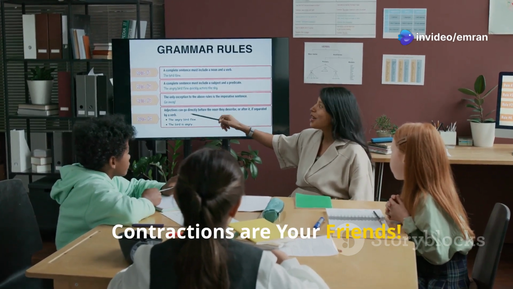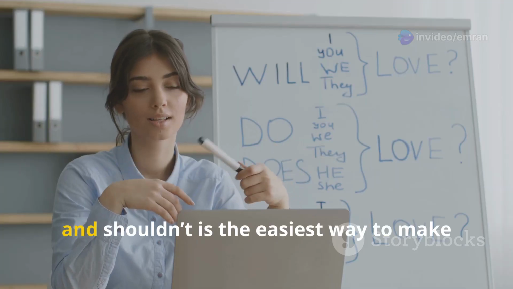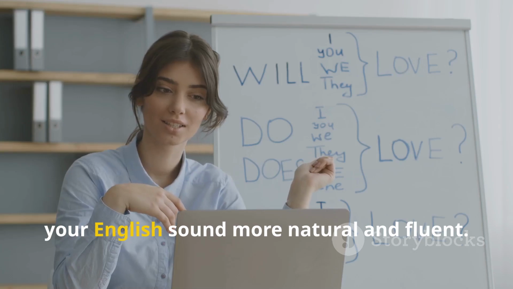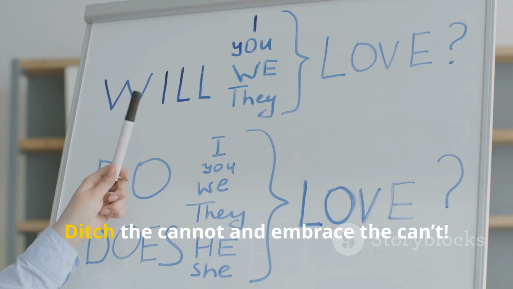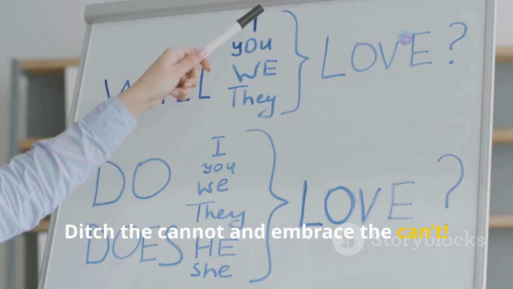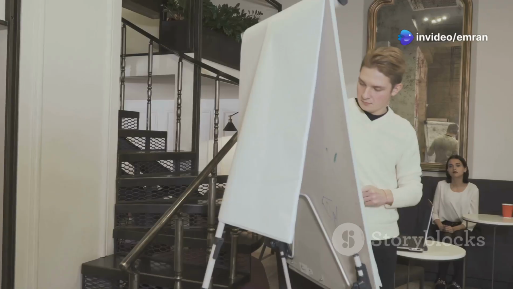Contractions are your friends. Using contractions like can't, won't, and shouldn't is the easiest way to make your English sound more natural and fluent. Ditch the cannot and embrace the can't. Your English will thank you for it.